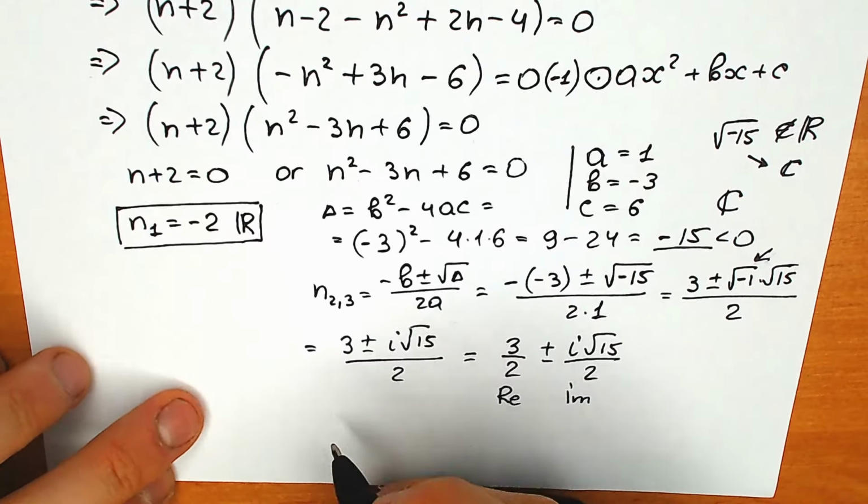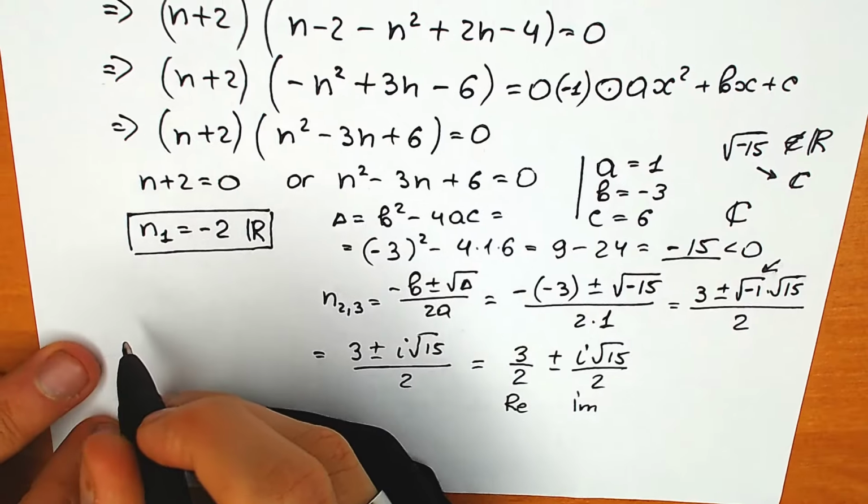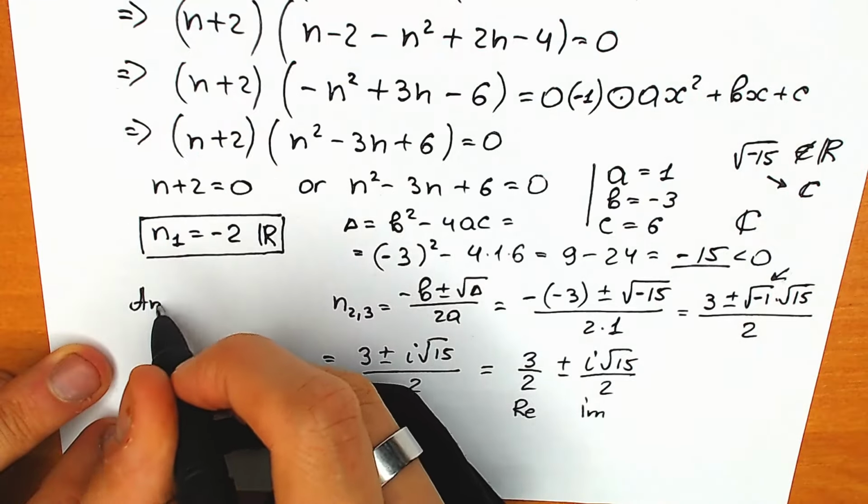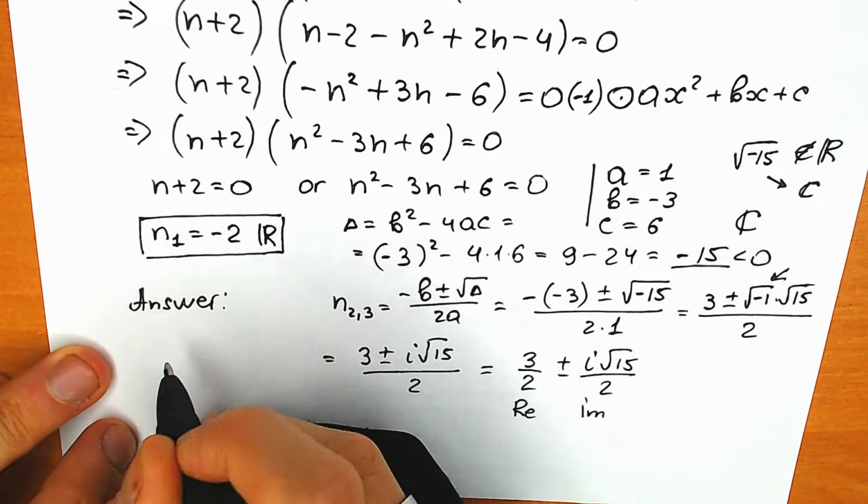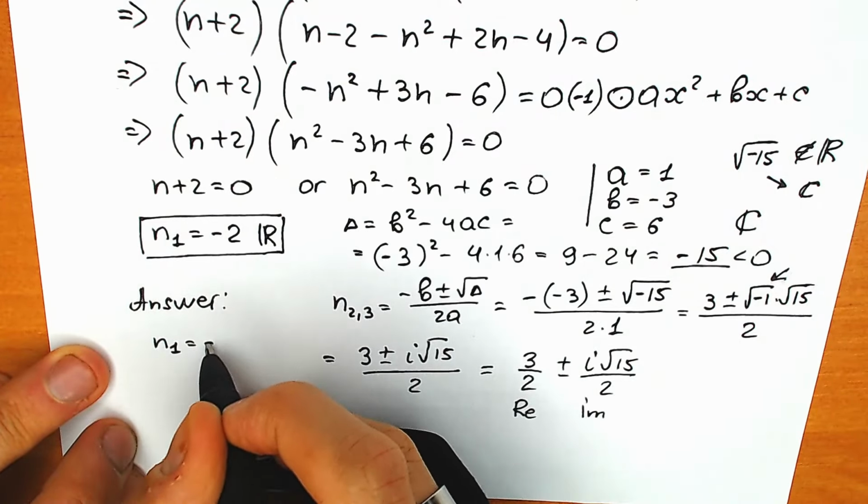So let's write our final answer to this question. Let's write it, for example, right here. I have more space right here. Okay, so our answer. So n first equal to minus 2.